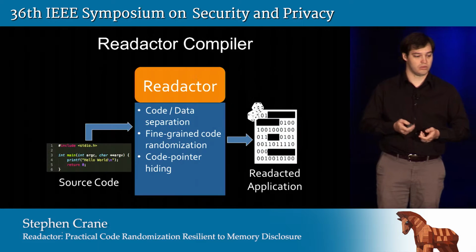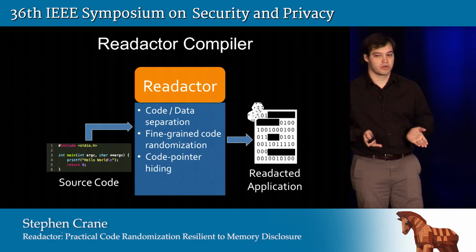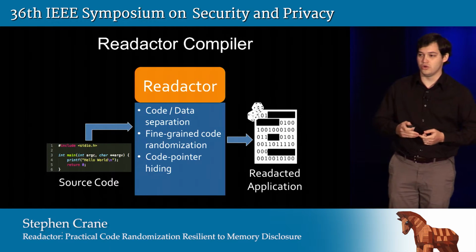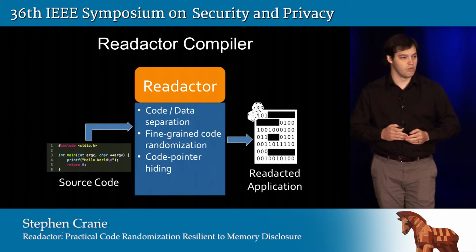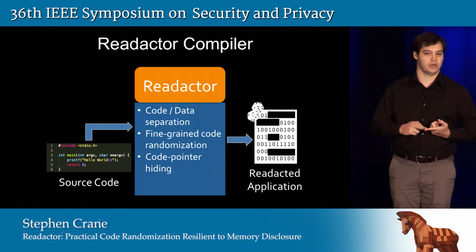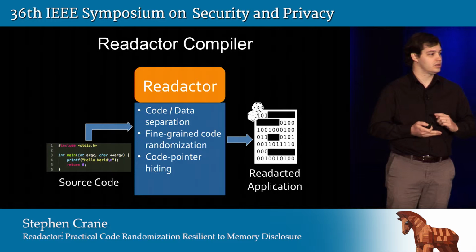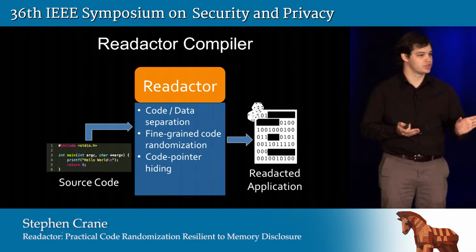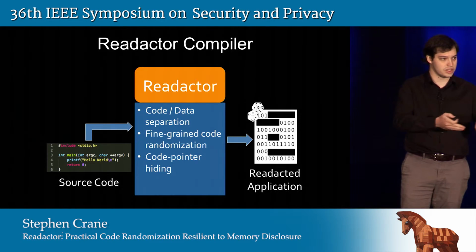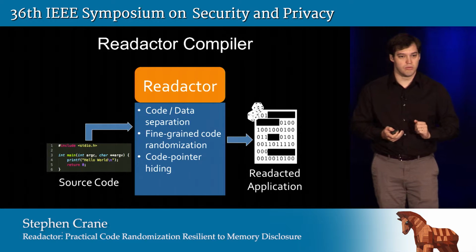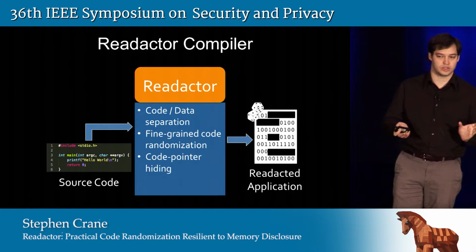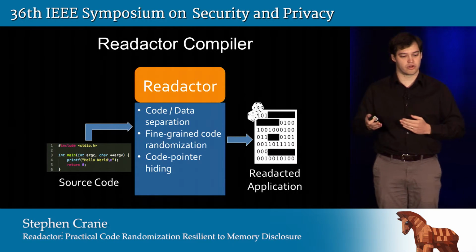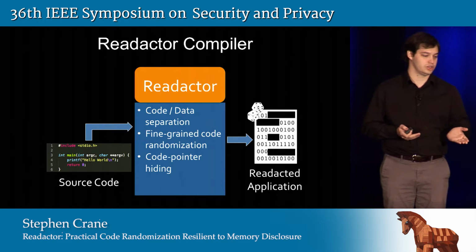How do we do this? Well, we modified the LLVM compiler infrastructure to do three things, really. We needed to separate code from data. If we embed readable data into code pages, this works on legacy x86 hardware, of course, but we need to prevent the compiler from doing this. So we simply make sure that the compiler never emits data into a code page.